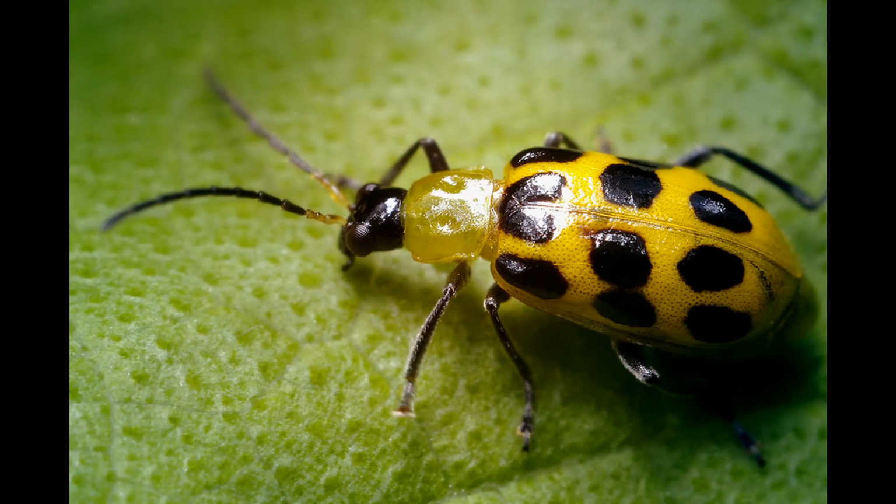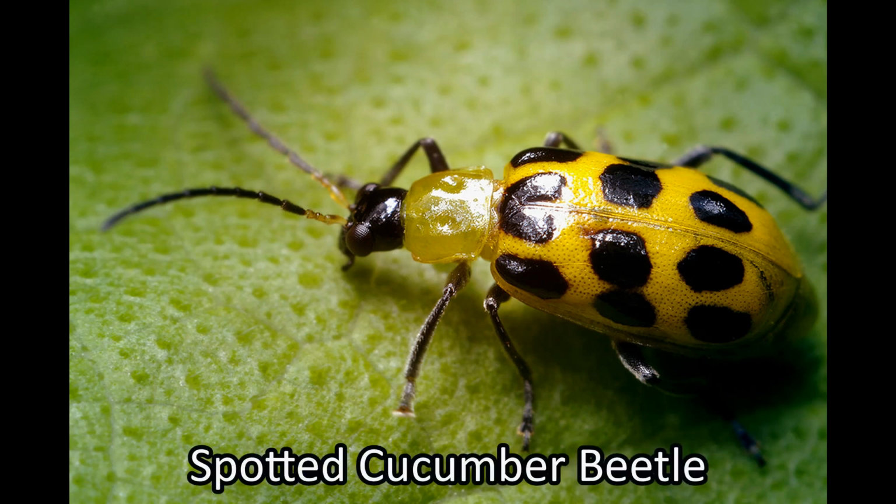This colorful vegetarian is named after one of its favorite foods. However, it's not a picky eater and will feed on many types of plants, including corn, squash, and soybeans. It's also named for its distinct black marks. If you guessed spotted cucumber beetle, you are correct.